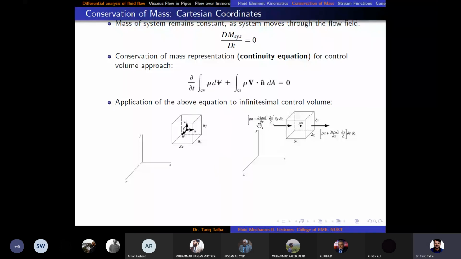Okay, so now if we want to determine this term, we know that we have to do V dot n. If you remember, n is the unit vector which is pointing outwards. So for this case, on the right hand side face, the angle between this mass flow rate, the velocity vector, and the unit vector would be 0.